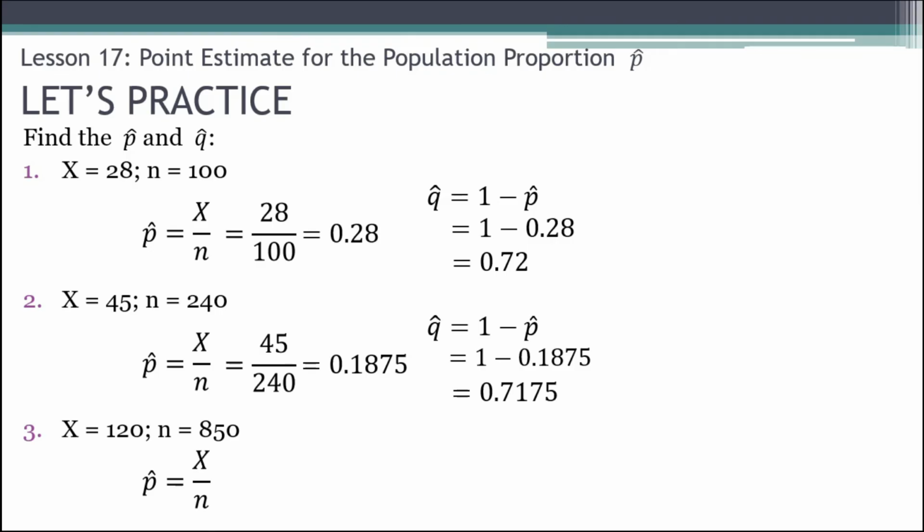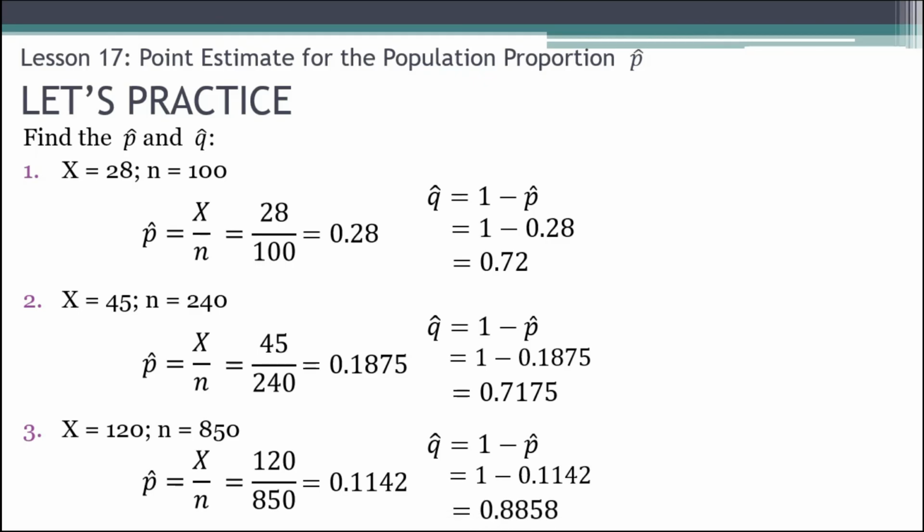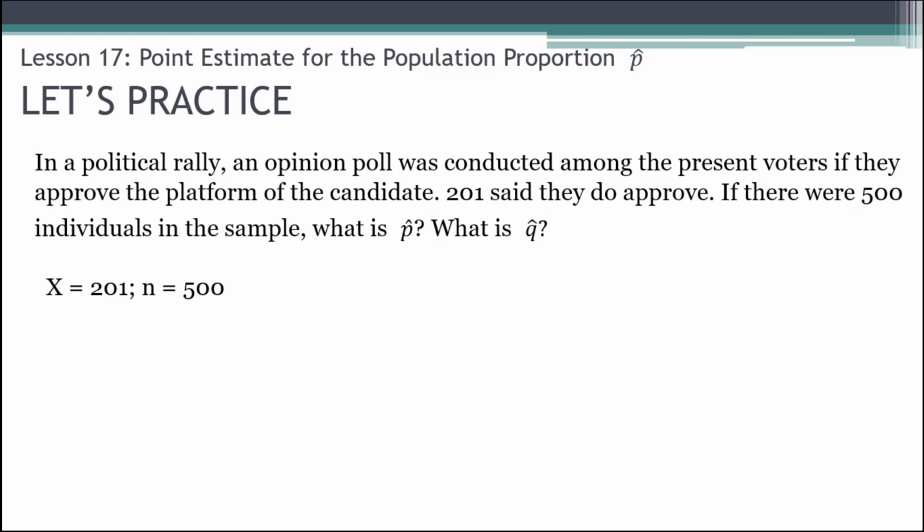Next. Again, using the same formula, 120 divided by 850 is equals to 0.1412. Next. Very good. So, same lang sa q hat. Ayan, very good. 1 minus 0.1412, sinubtract lang natin. So, is equals to 0.8588. Kuha ba? Okay, good.